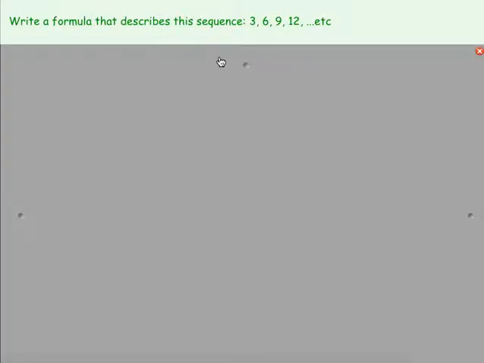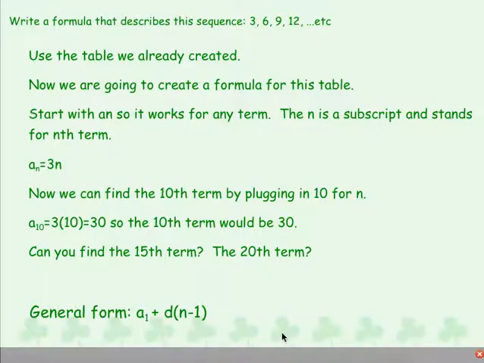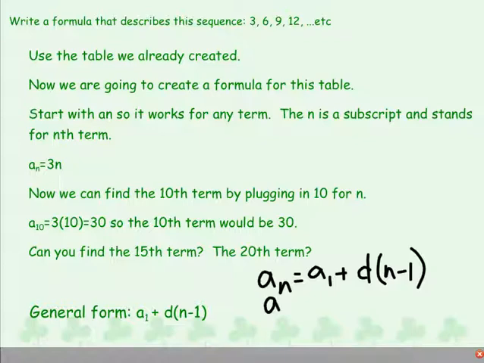So we want to write a formula. Well, we figured out that we get a sub n equals 3n. The general formula that we actually end up using for this is this one right here. a sub n is equal to a sub 1 plus the difference times n minus 1. So for the sequence that we had earlier, a sub n is going to equal my first term, 3, plus the difference, which in this case we added 3 each time, so we have a difference of 3 times n minus 1.